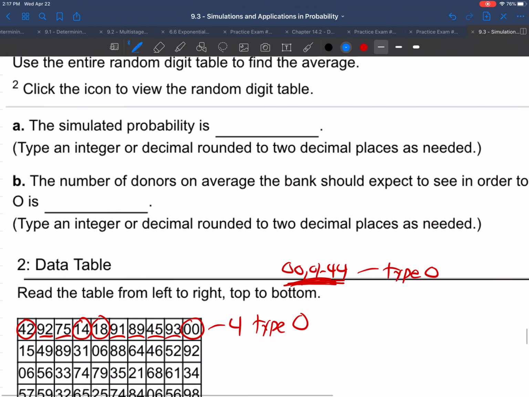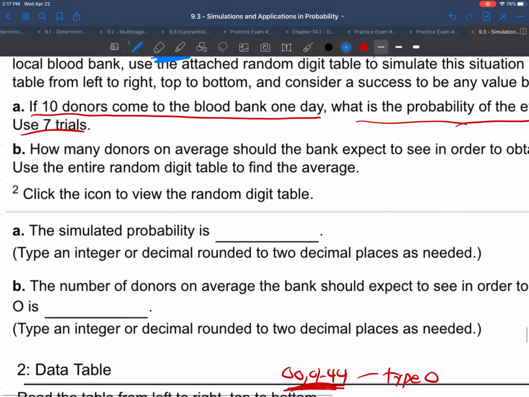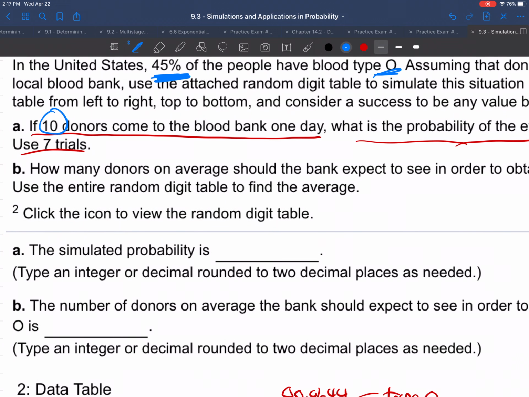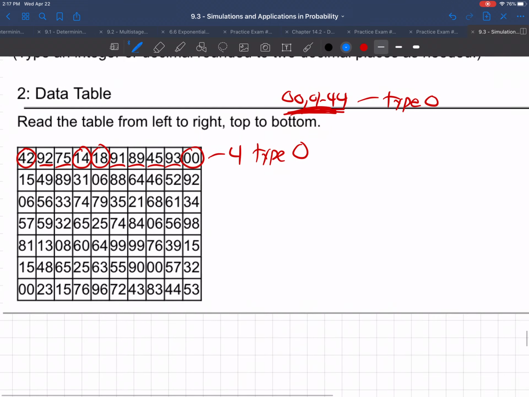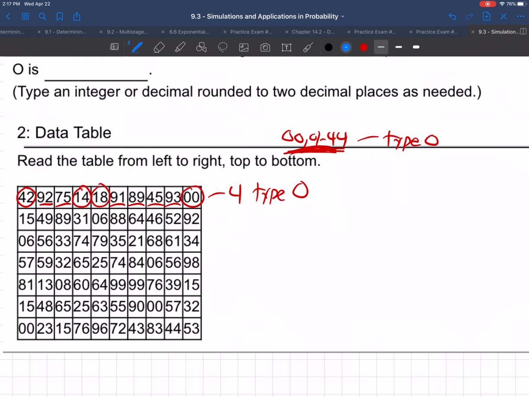So that's what they want me to do in this problem. They want me to have 10 donors come in, and do this whole thing 7 times. That was the first time I had 10 donors come in. Let's do the next time. Here we go. 15, that's a type O blood person, between 00 and 44. 49, no. 89, no. 31, yes. 06, yes. 88 no, 64 no, 46 no, 52 no, 92 no. So out of those 10 patients, we only had 3 with type O blood.